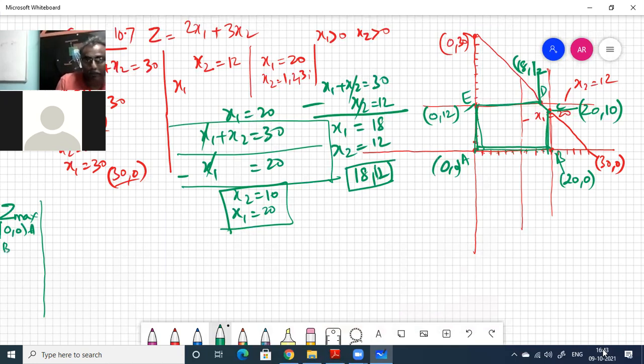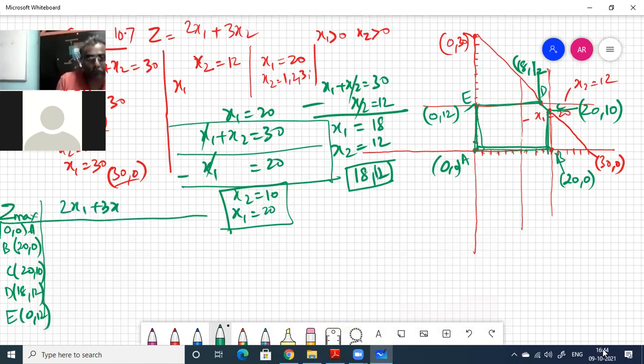B is 20 comma 0. C is 20 comma 10. D is 18 comma 12. And E is 0 comma 12. Okay. So now you have to find the Z max function. Z max function is 2x1 plus 3x2.